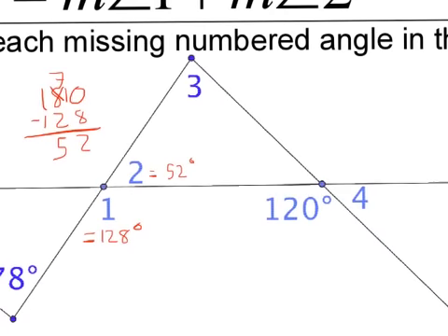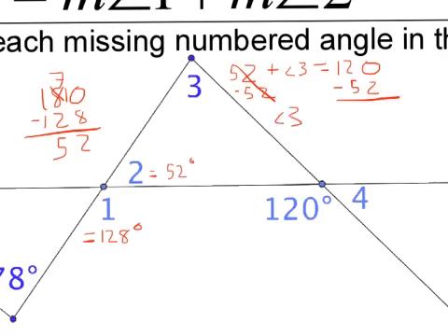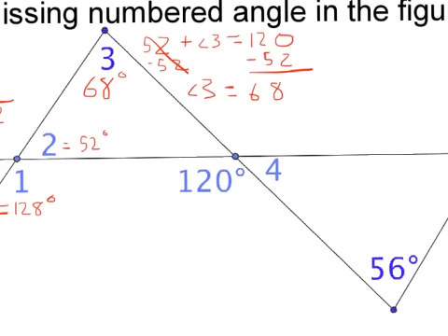All right. And now again, I have two remote interiors and an exterior. So it might help if I write this out as an equation, but remember, these two should add up to equal this. So I can just write 52 for angle 2 plus angle 3 equals 120. Subtract 52, subtract 52. I would get that angle 3 is 120 minus 52, which is what? 68? Yeah, 68. So, angle 3 is 68 degrees, and I can keep going.